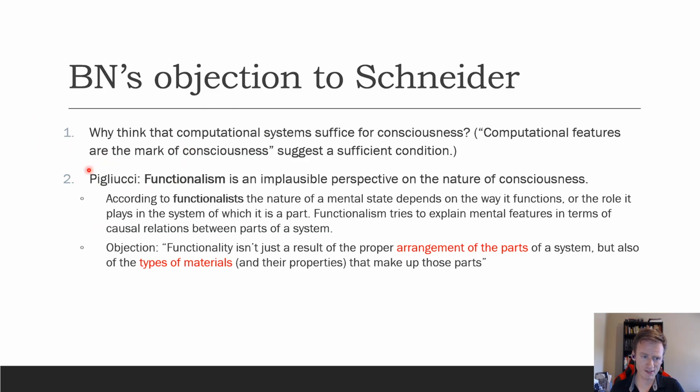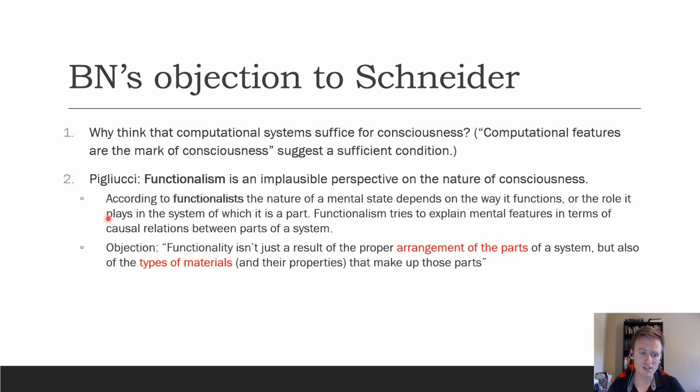Another objection or response to Schneider would be from Pigliucci, which Schneider herself notes. He states that functionalism is an implausible perspective on the nature of consciousness. According to functionalists, the nature of a mental state depends on the way it functions, or the role it plays in the system of which it is a part. Functionalism tries to explain mental features in terms of causal relations between parts of a system. So, unlike biological naturalism, functionalism says, forget about the actual neurons that constitute the brain. Just look at the causal relations between the nodes. It doesn't matter what's actually in the nodes on either side of the relation. What matters are the relations themselves.